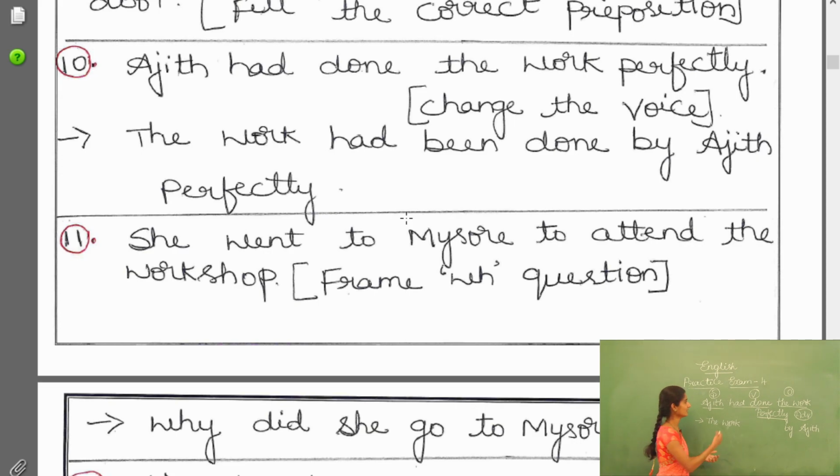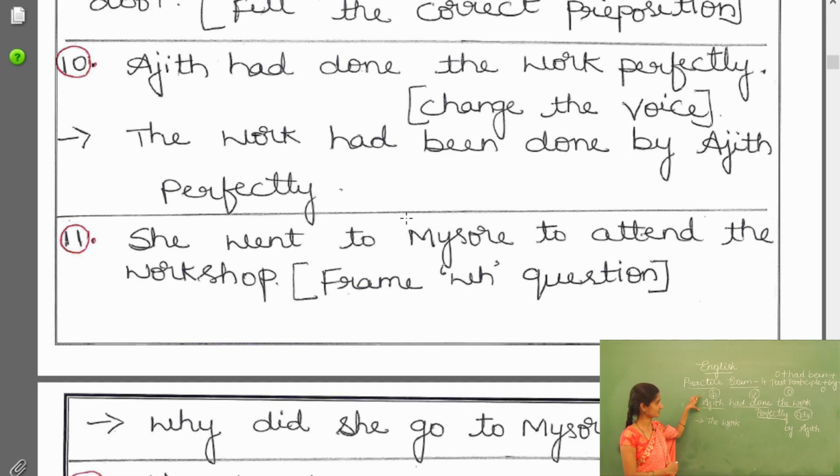And before that, you have to look at that statement. The statement, it is in the past perfect. When the sentence is in the past perfect, then you have to use the formula like object plus had been plus past participle plus by plus object. So this is the formula of the passive form. You have to convert the sentence into the passive form, which is in the past perfect.